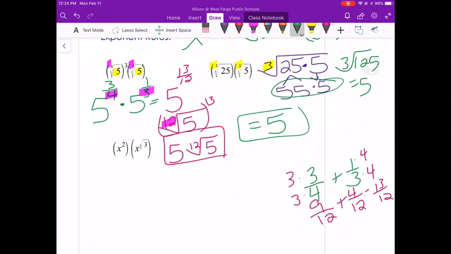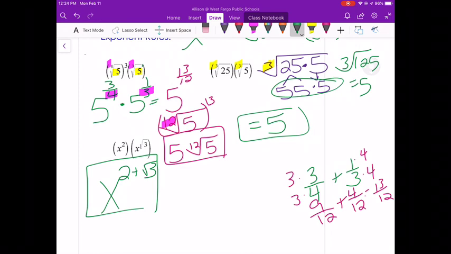Okay, x squared times x to the cubed root of 3. Bases are the same, so you are adding those exponents. Now we have a rational number and an irrational number, so it's going to be 2 plus the cubed root of 3. And that does not simplify any further, so that's the answer for the third example there.